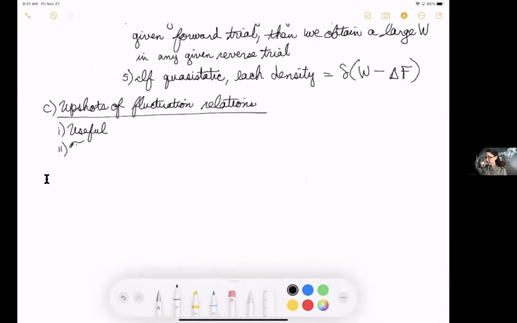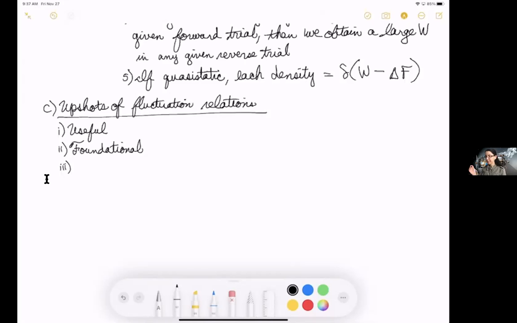Fluctuation relations also have a nice foundational flavor in addition to being useful. These are exact equalities about far from equilibrium statistical mechanics. Such equalities tend to be rare because far from equilibrium statistical mechanics tends to be messy. And as we saw, these equalities imply implications of the second law of thermodynamics. So they connect very closely to the foundations of thermodynamics.